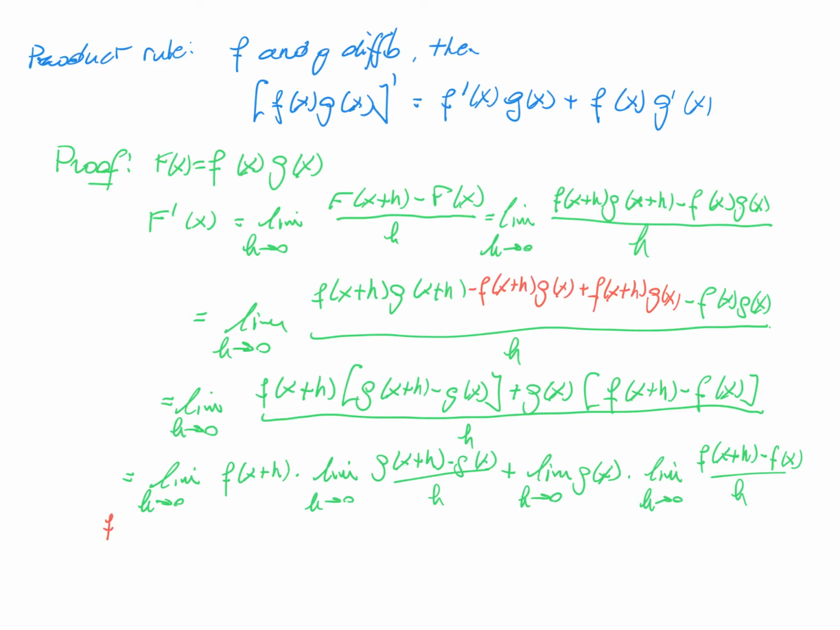Then here you know, or you can use that f is differentiable. So this also means that f is continuous. And if f is continuous, it means that my limit has to be equal to my function value. And so the limit of f of x plus h for h going to 0 is just f of x times what we have here, the derivative of g, plus the limit of g of x for h going to 0. There is no h dependency, so this is just g of x times f prime of x. And we found the formula that we wanted to prove.